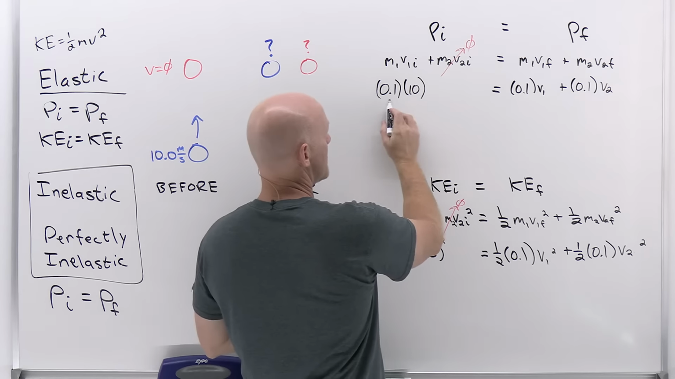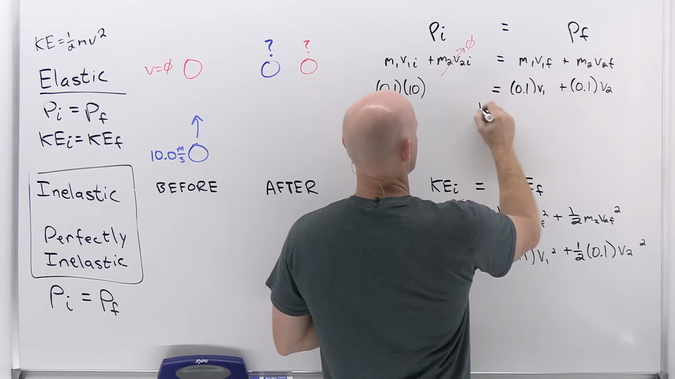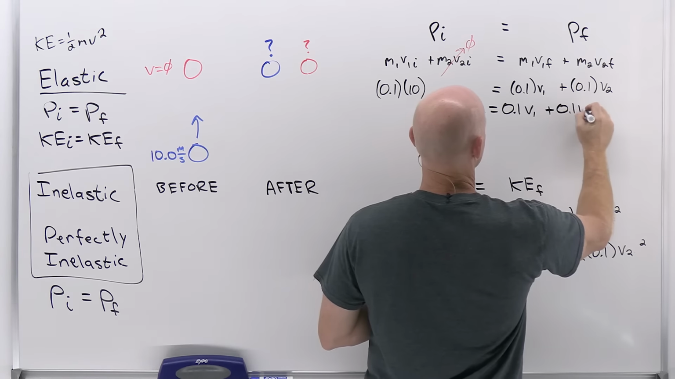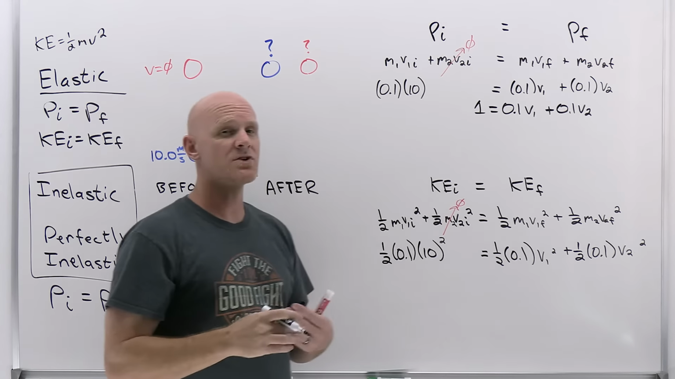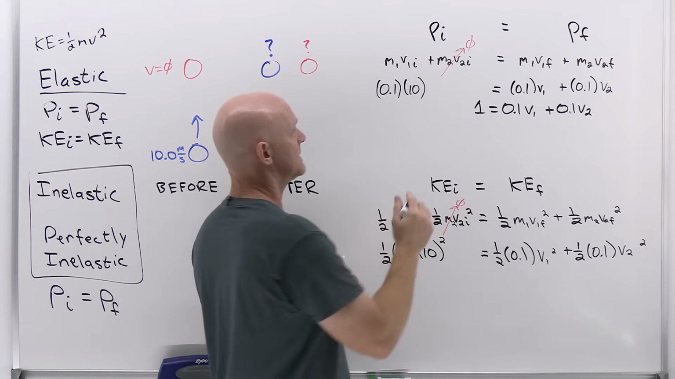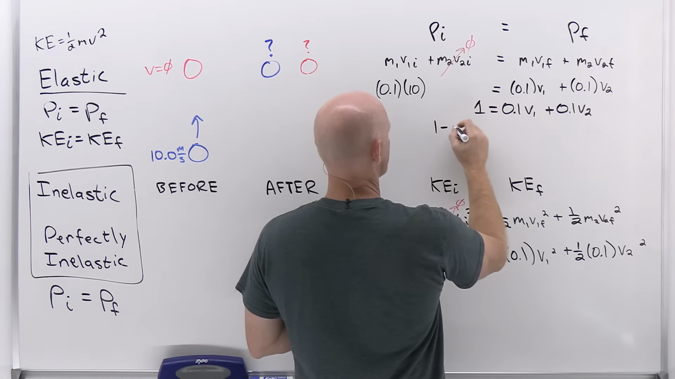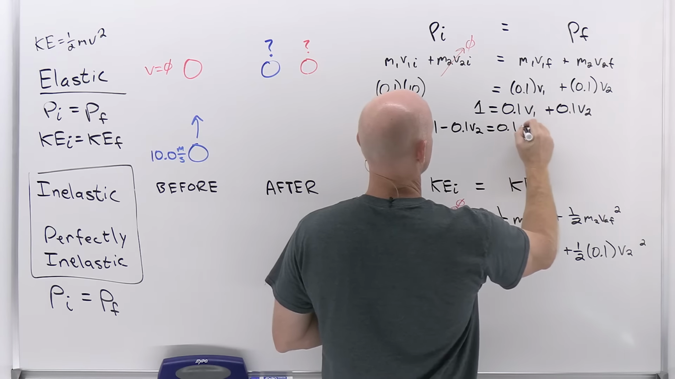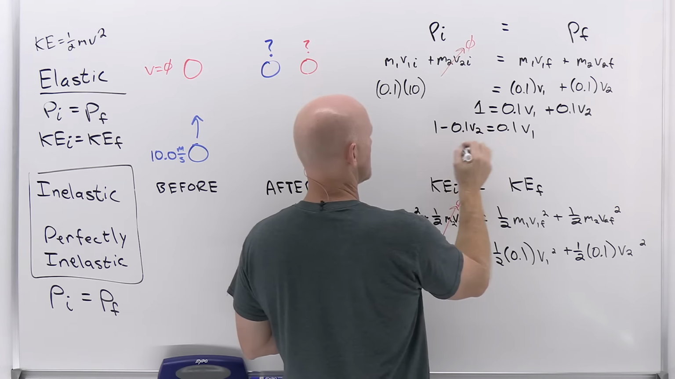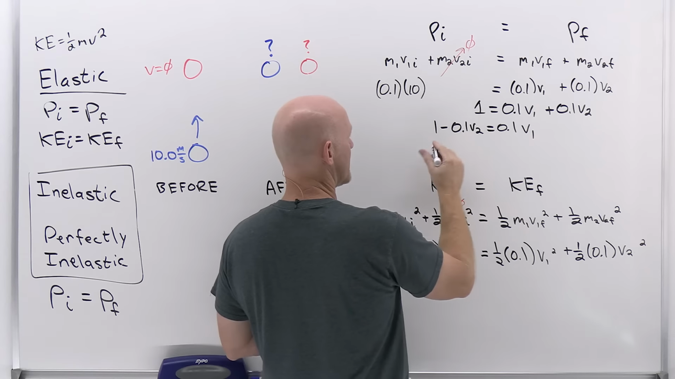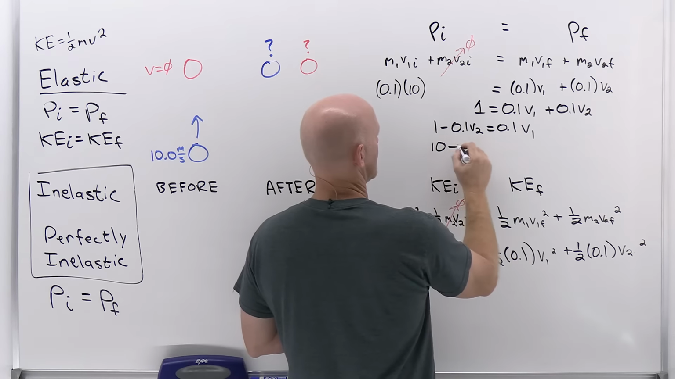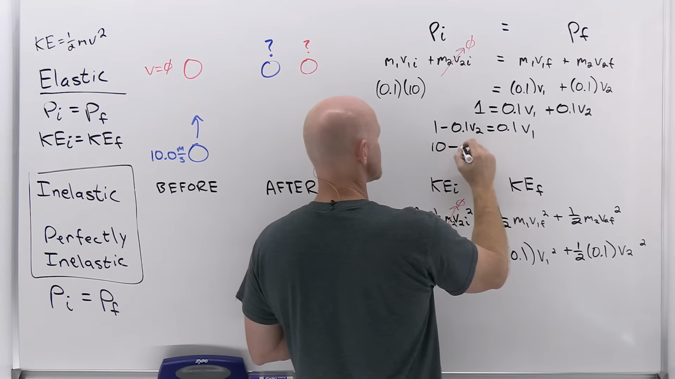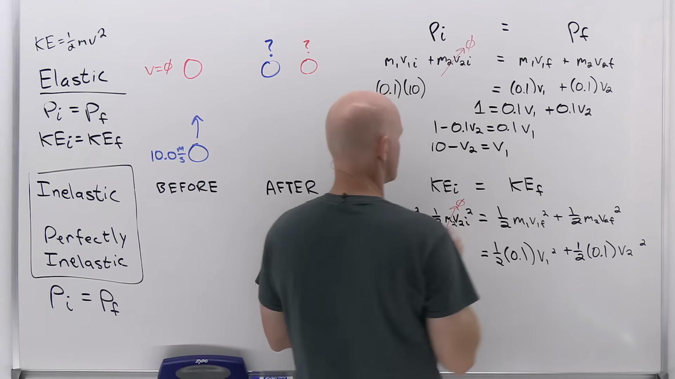So in this case, 0.1 times 10 is 1. And so we're left with 1 equals 0.1 V1 plus 0.1 V2. And it doesn't really matter which one we solve for. I'm going to solve for V1 here. And so we're going to end up with 1 minus 0.1 V2 equals 0.1 V1. And if we solve for V1, we'll divide by 0.1. 1 over 0.1 is 10. And 0.1 over 0.1 is 1. So 10 minus 1 V2, which is 10 minus V2, equals V1.